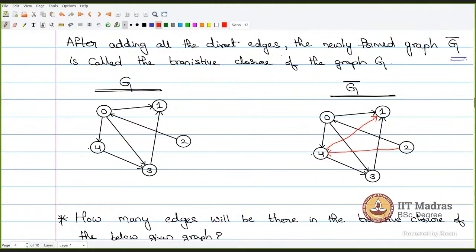So why I am adding this particular red edge between 4 and 1 is, it says that actually I can reach from 4 to 1. So that is what this tells me. 2 to 1.